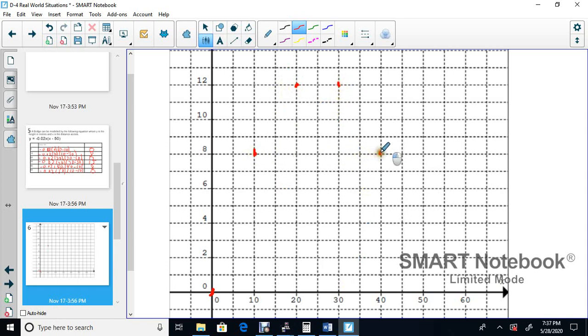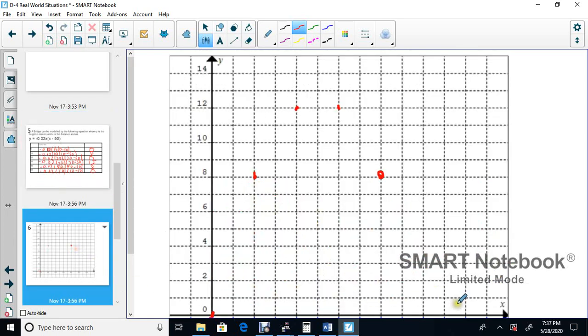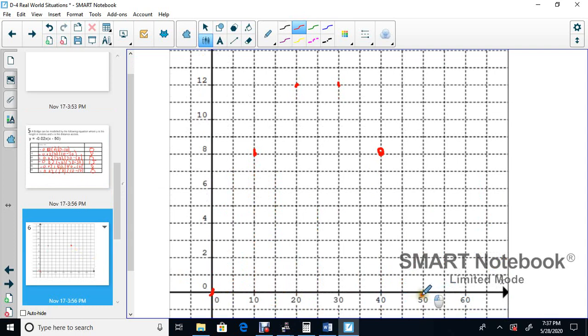Then we match over here, 40, 8, and is it 50, 0? Let's see, 50, 0. So here we go, 50, 0. So it comes up, curls around here, I think, and then comes back down. Perfect. Okay, let's take a look what it says here.